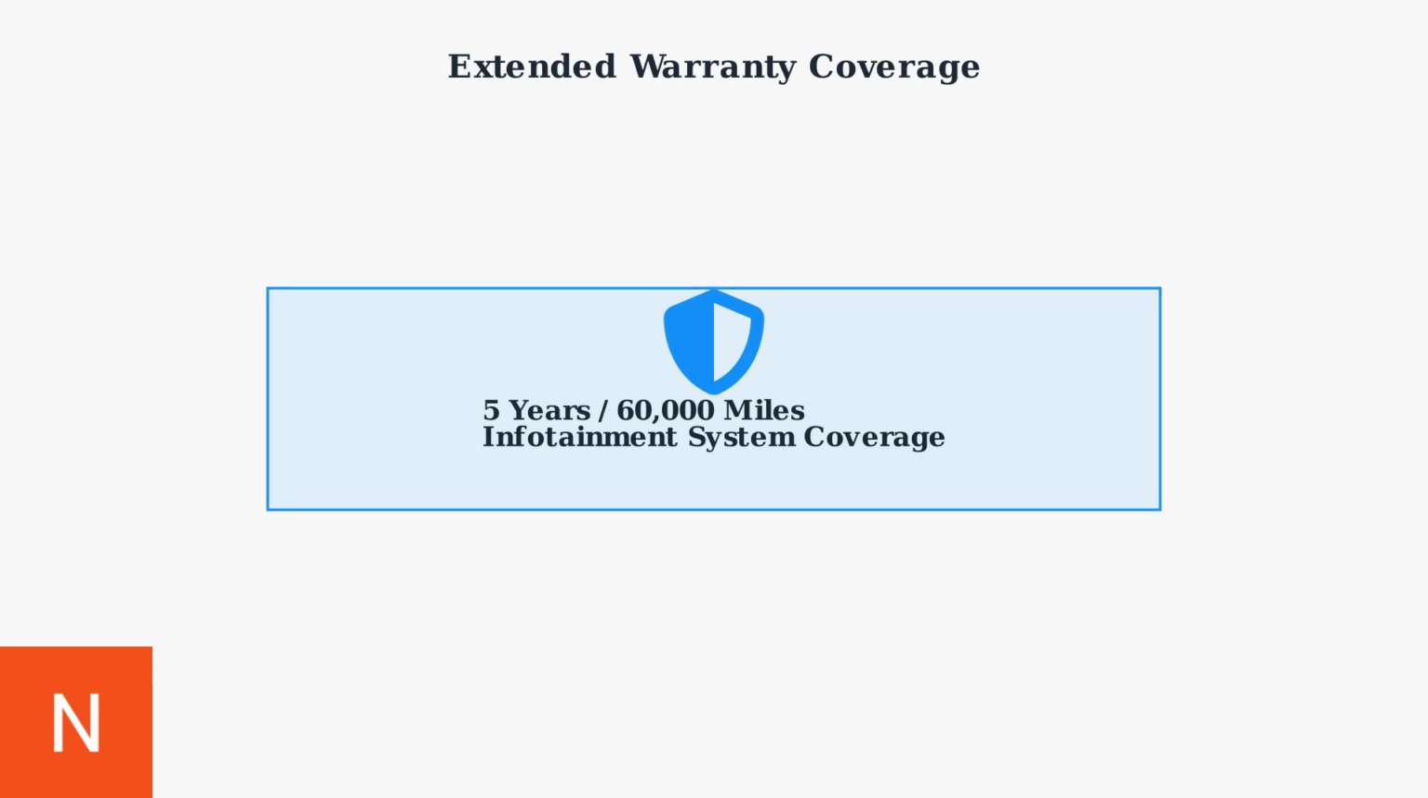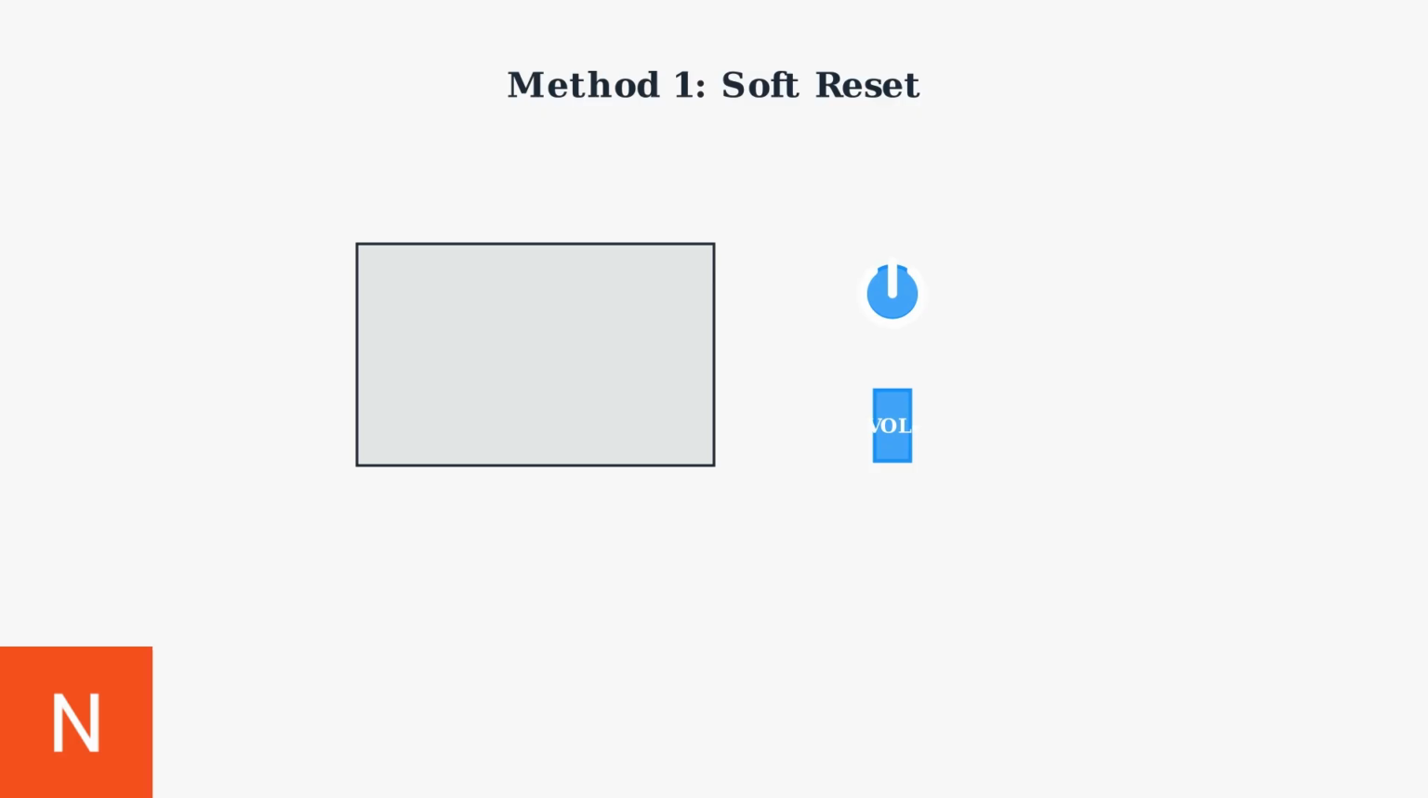Understanding these root causes helps identify the right solutions for your Ford Escape's black screen problem. Whether it's software corruption, hardware failure, or electrical issues, knowing the source guides you toward the most effective fix. The first and easiest solution is a soft reset. This method works for about 75% of black screen issues and takes less than a minute to complete.